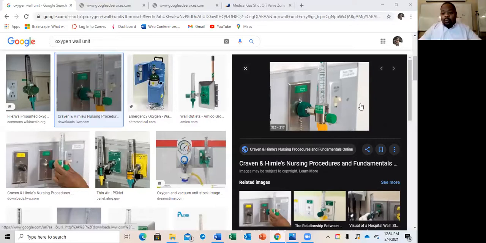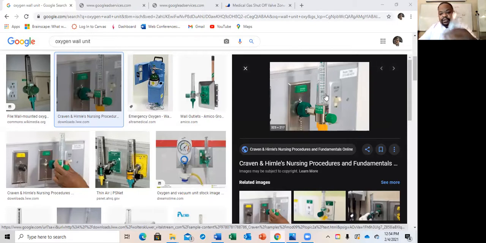This here is a wall unit oxygen, right? This is the flow meter I just showed you. This right here is the Thorpe tube, but it hooks up to this wall right here. Inside this wall is the regulator. The pressure coming from behind that is coming from those zone valves, right? We talked about the zone valves. Those zone valves are what deliver the oxygen to this regulator. And you put your flow meter on top of the regulator to get the flow to use for your patient.